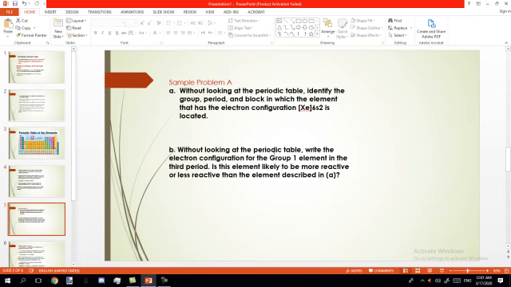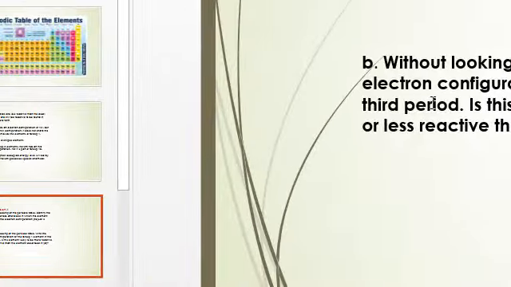Now, without looking at the periodic table, another problem. Without looking at the periodic table, write the electron configuration for the group 1 element in the third period. Is this element likely to be more reactive or less reactive than the element described in A? Let's first write the electron configuration of group 1. You know, group 1, so the last energy level will have 1 electron. In the third period, so you have the third period.